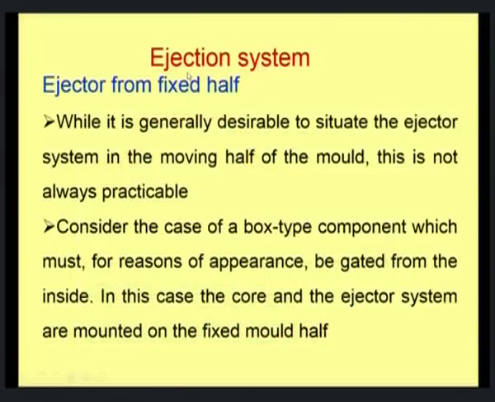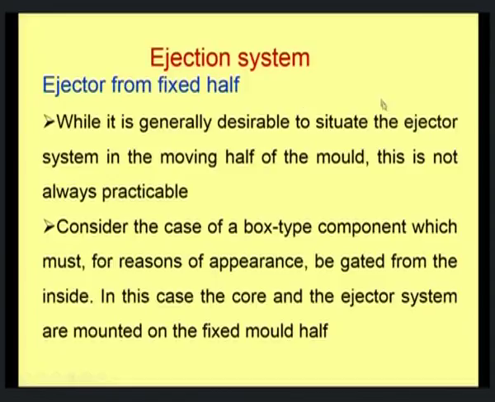Now ejector from fixed off. So far we have seen ejection system that is normally provided in the moving off. As we have seen earlier, a mold will have a fixed part as well as a moving part. To the fixed part is where we have the nozzle and the resin injection system, and then to the moving part is where we have the core. Now we will see what happens when the ejection system is provided in the fixed off.